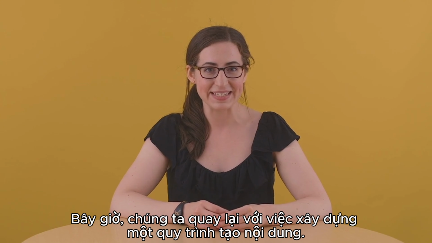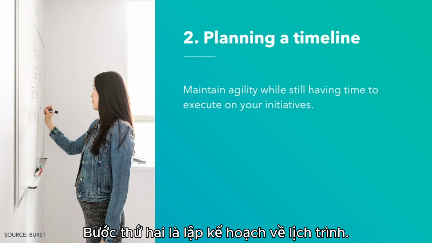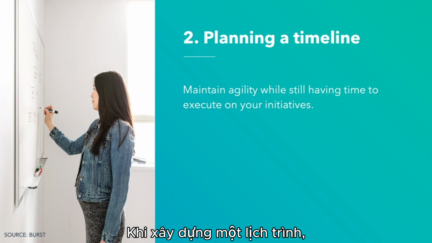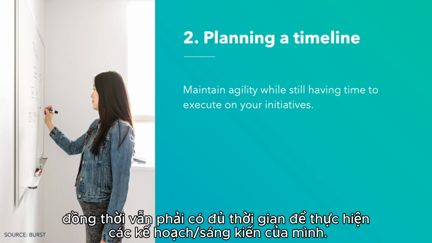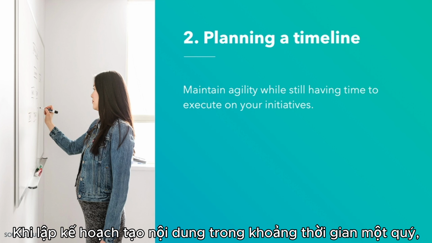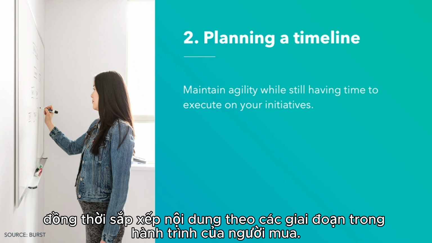Now, back to building a content creation framework. Step 2 is planning a timeline. When putting together a timeline, keep in mind that you'll want to maintain agility while still having time to execute on your initiatives. When planning content creation over the span of a quarter, try to have at least 2 or 3 content offers you want to create and organize your content by buyer's journey stages.